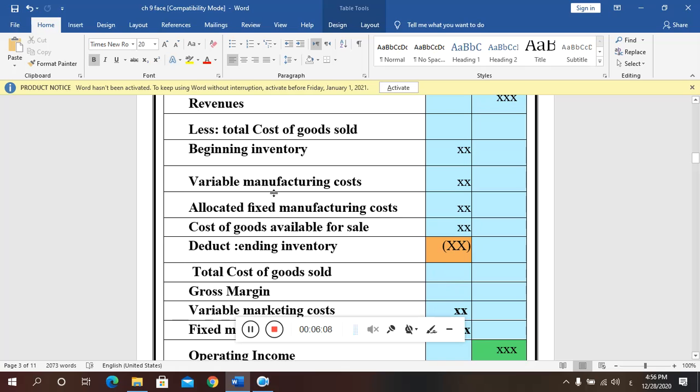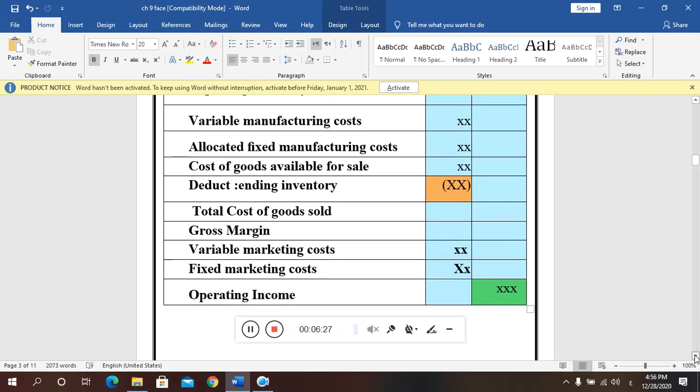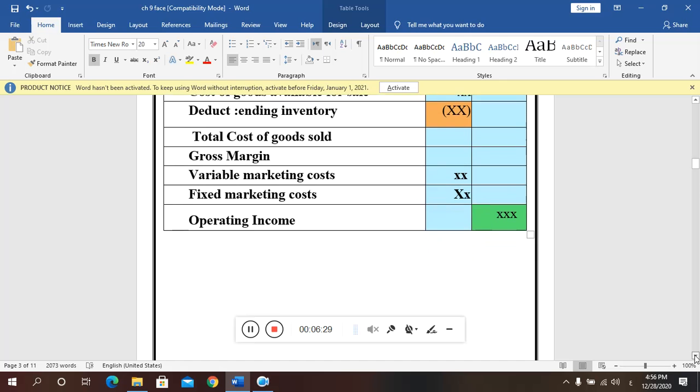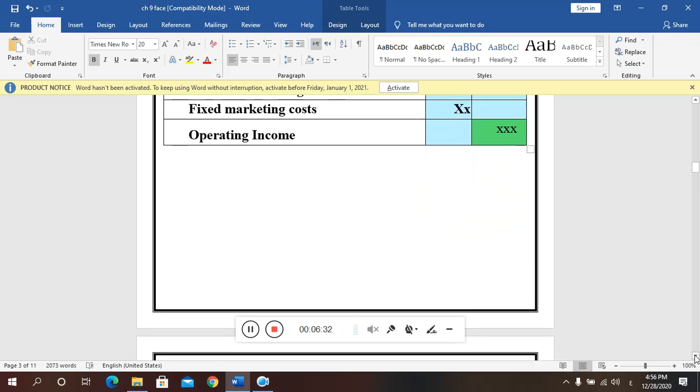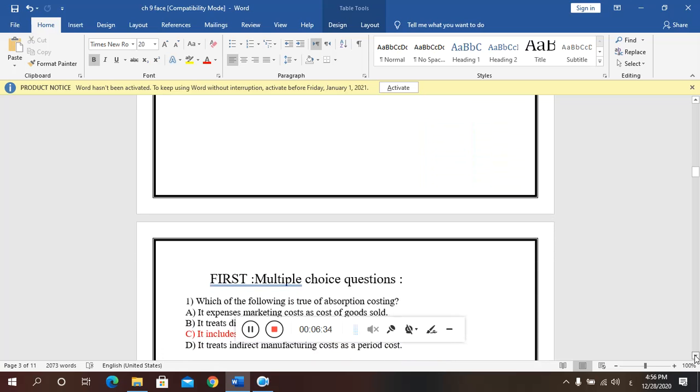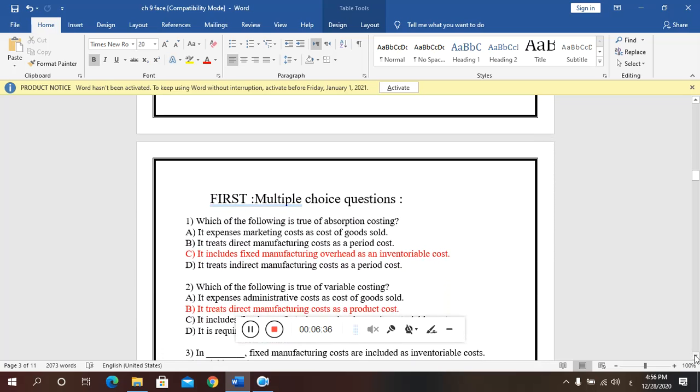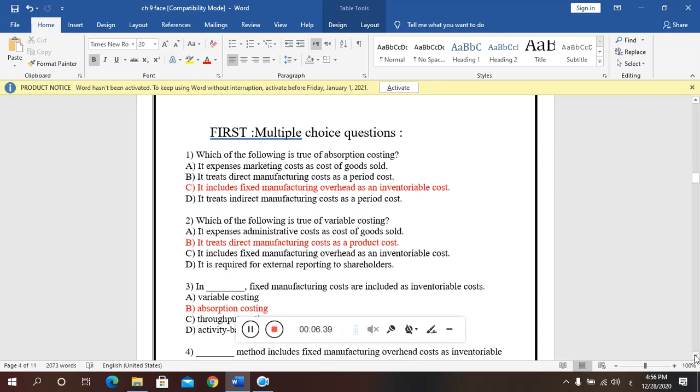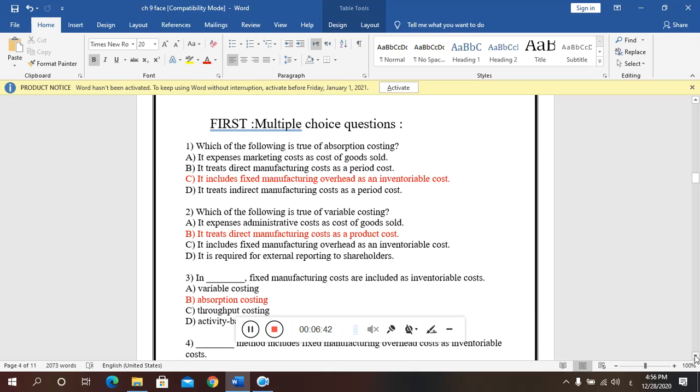Here are the variable manufacturing costs and all allocated fixed manufacturing costs. Here he divides the manufacturing costs into two items in order to note the difference between the variable method and the absorption method. I hope you understand this clearly. Let's go to some multiple choice questions, and we will explain them together.